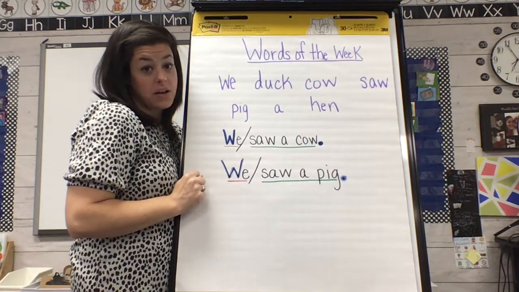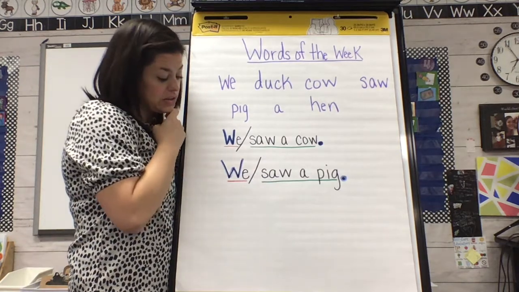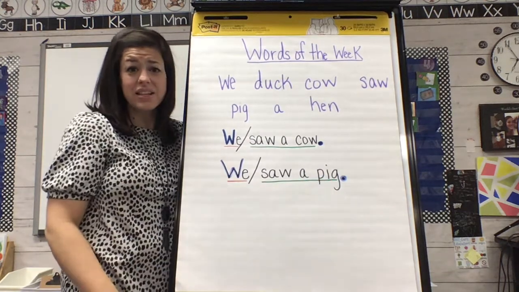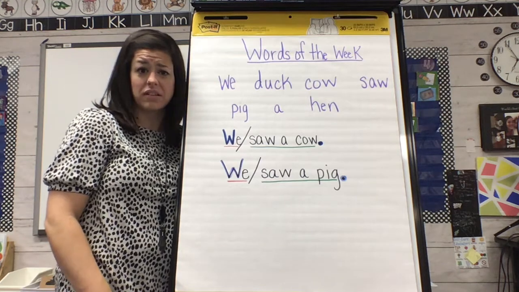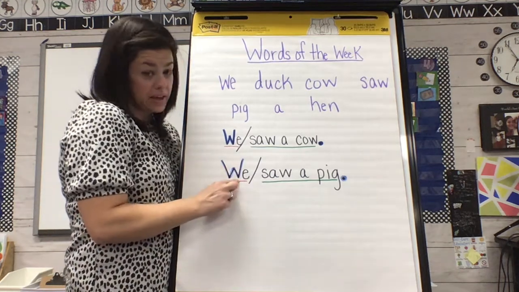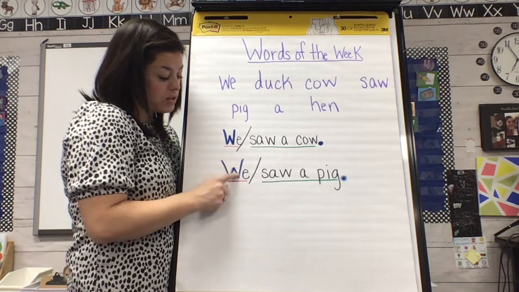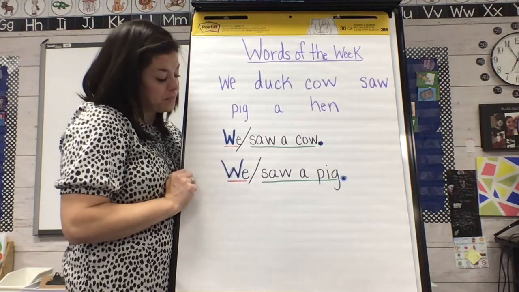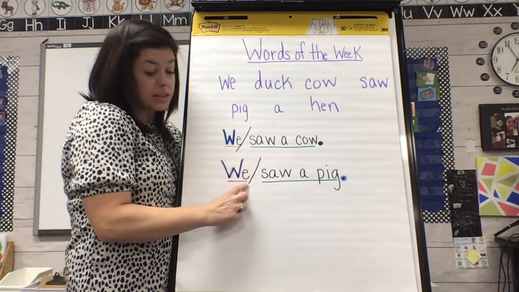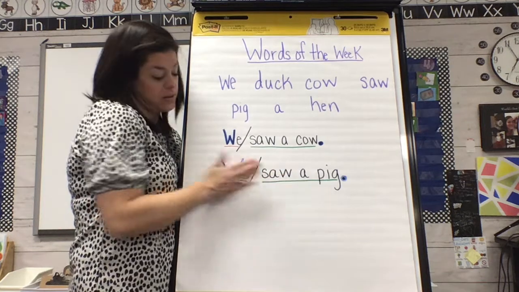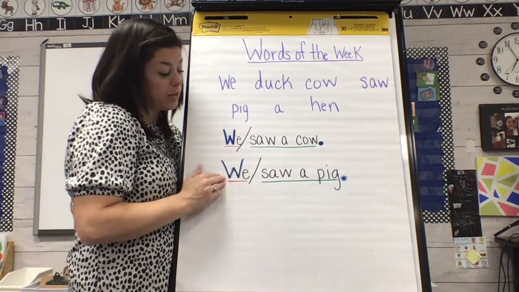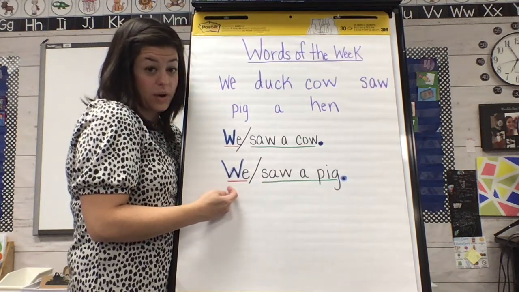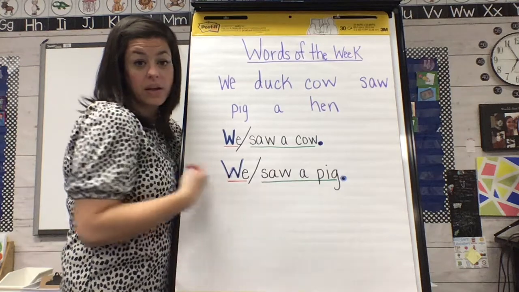Let's look at what we did on Tuesday. On Tuesday, we saw a pig. Oh, I guess today is day 3 of sentence of the day. I'm sorry. So we saw a pig. We traced over our capital letter and our punctuation in blue. We then put a slash between our subject and our predicate. Our subject was we, and our predicate was saw a pig. We underlined our subject in red, and then we underlined our predicate in green.